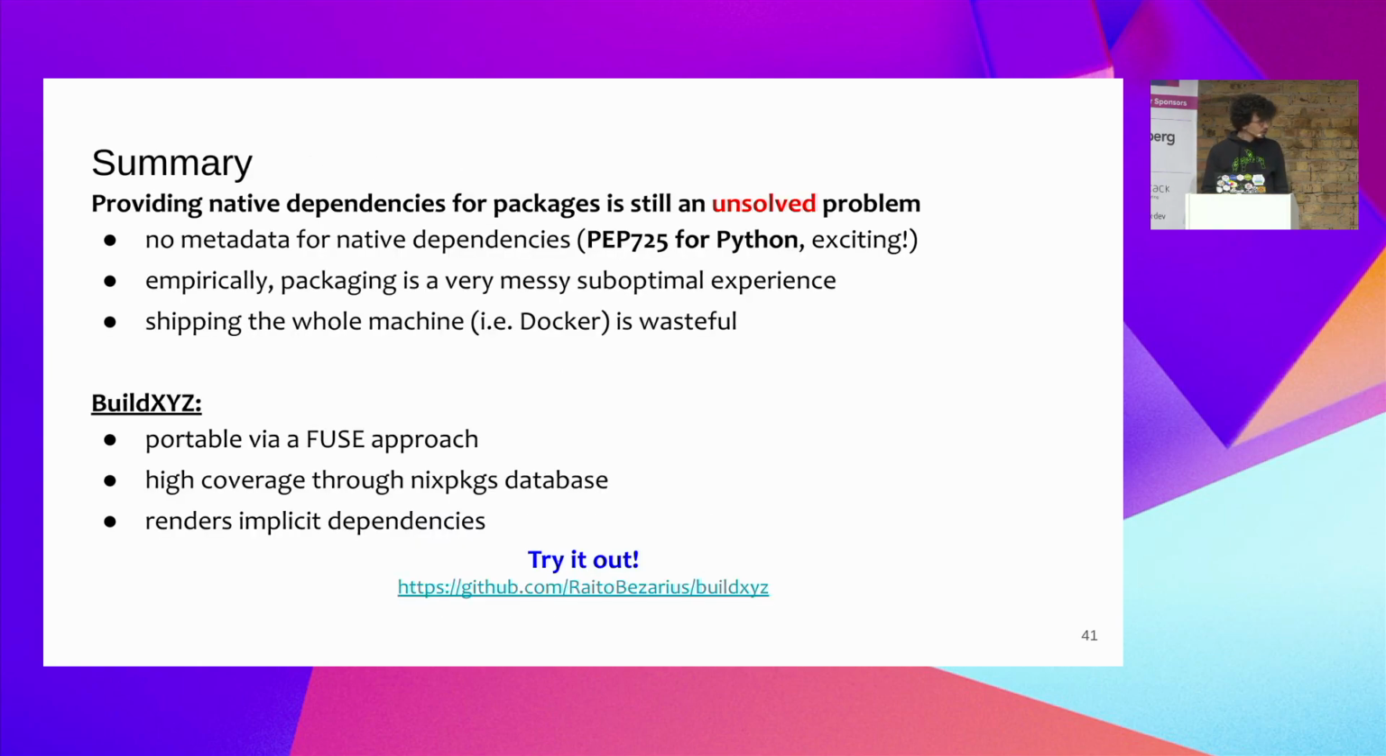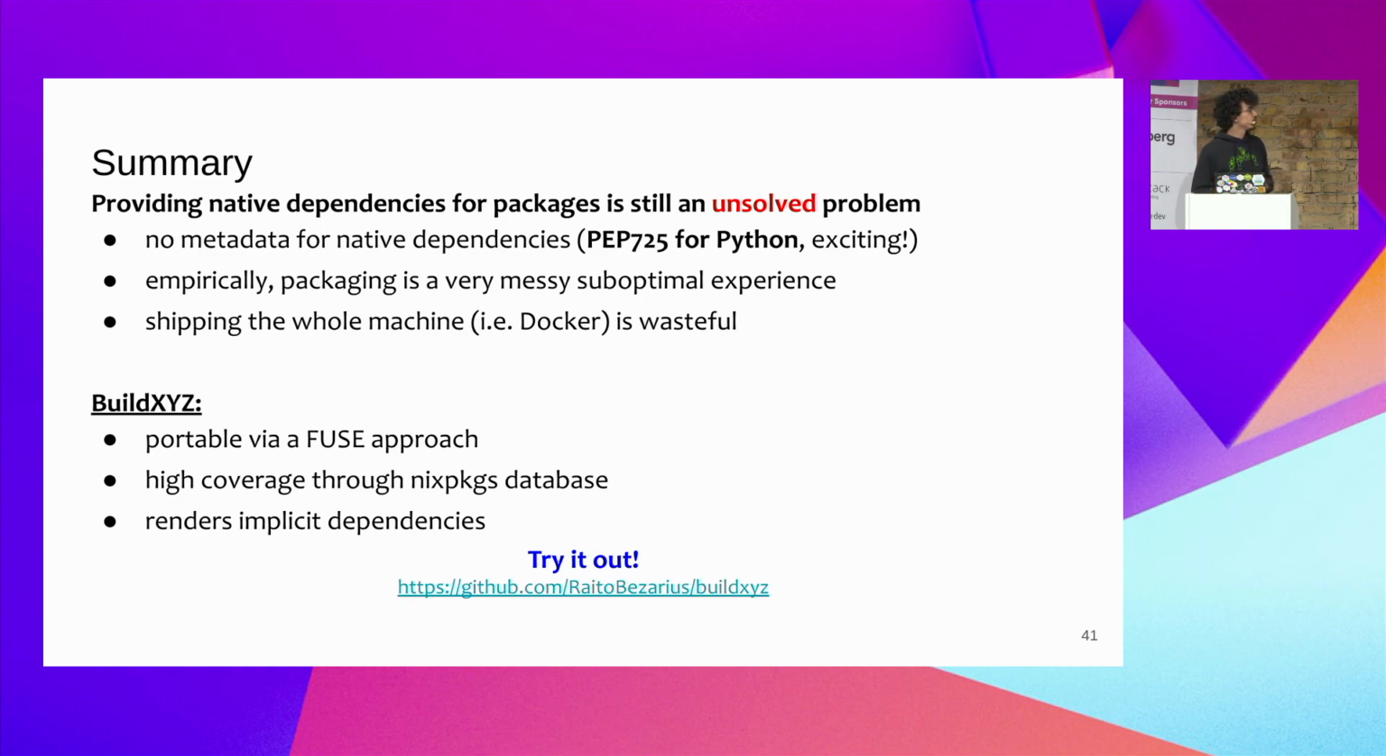So to summarize this, in my perspective, providing native dependencies for packages is unsolved. We are still reinventing solutions. We're still trying to find out about standards. We have PEP 725 for Python, which is exciting. I have some reservations about the usage of package URLs, namespacing and so on. But I think it's definitely a step in the right direction. It's still a very messy experience for a lot of people in research. When you ask about reproducing papers, it's still very hard to do so.